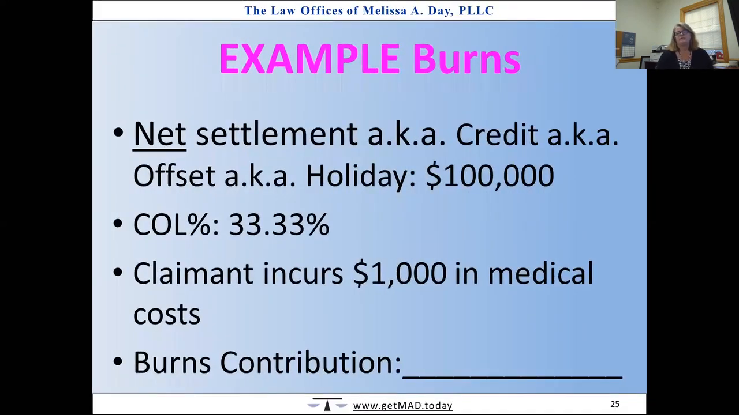Let's take a look at an example. Let's assume that the net settlement, and I'm not going to talk about gross settlement because it's not relevant at this time for determining your Burns contribution, to the claimant, or the credit available, or the offset available, or the holiday that's available, is $100,000. And let's assume that this is a standard case with a contingent fee arrangement of one-third and there were no disbursements. So the cost of litigation is a straight third, 33 1/3%.